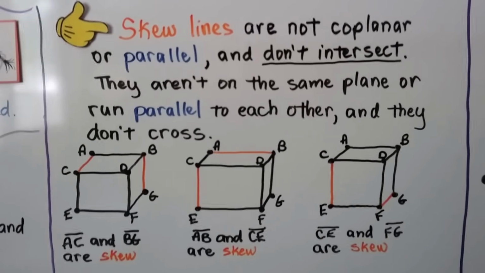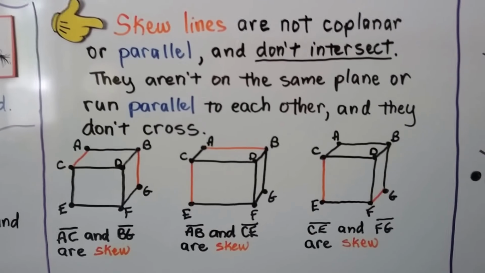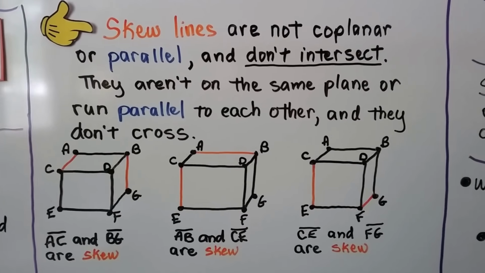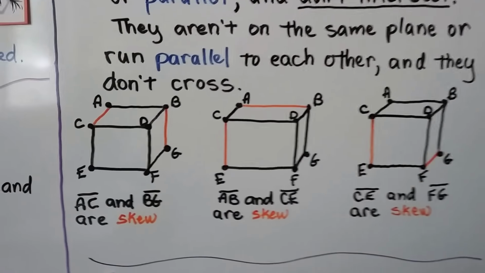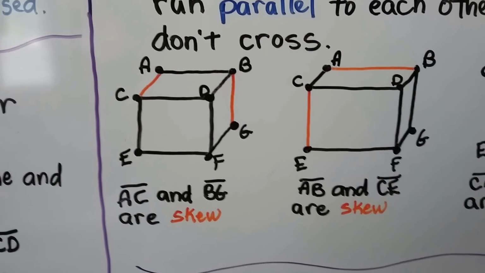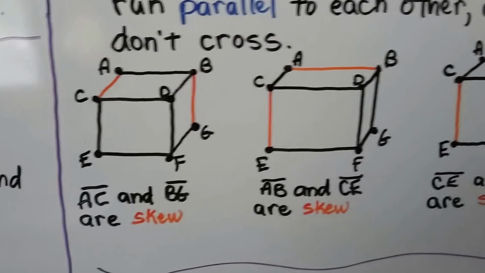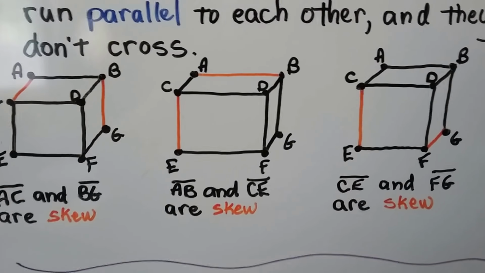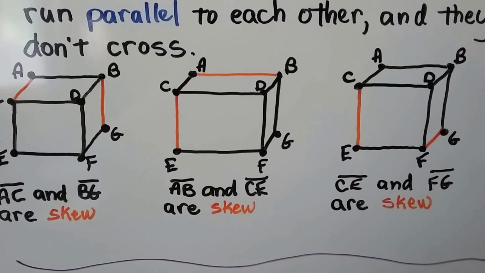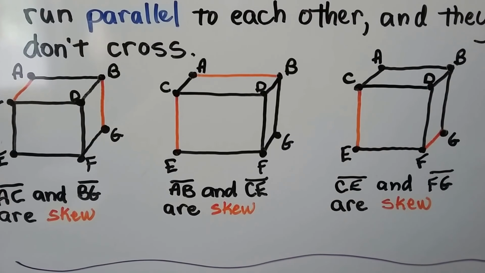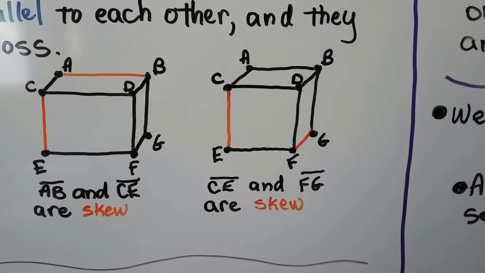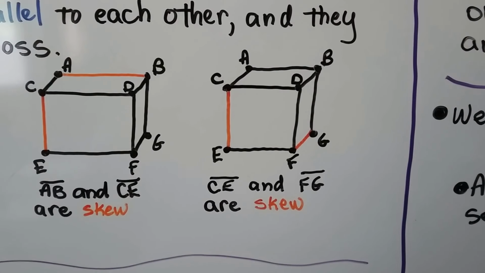Skew lines are not coplanar or parallel and don't intersect. They aren't on the same plane or run parallel to each other, and they don't cross. So if you can see with this first box, segment AC and segment BG are skew. See the two orange lines? In this middle one, segment AB and segment CE are skew. They're not parallel to each other, they don't cross, and they're not on the same plane. And here, segment CE and segment FG are skew.